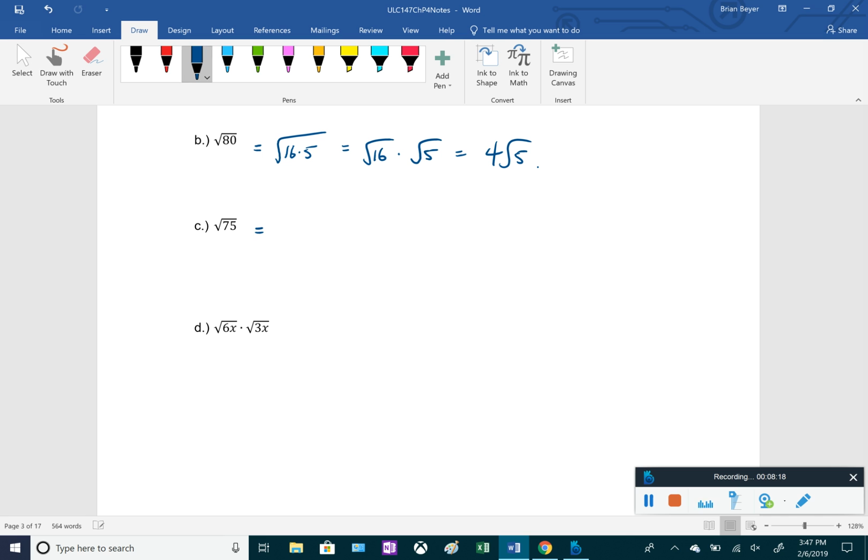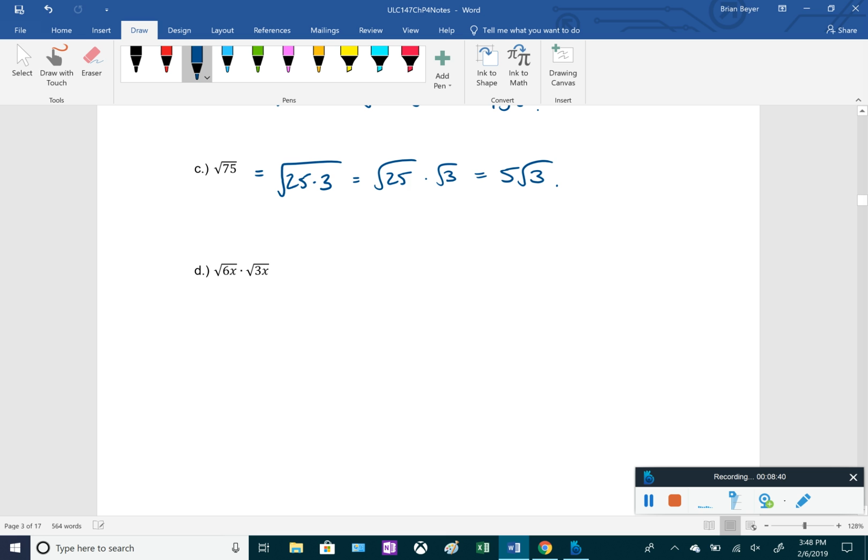Next, for 75, we can rewrite 75 as 25 times 3, because 25 is a perfect square. So square root of 25 times the square root of 3. Square root of 25 is 5, so 5 radical 3.